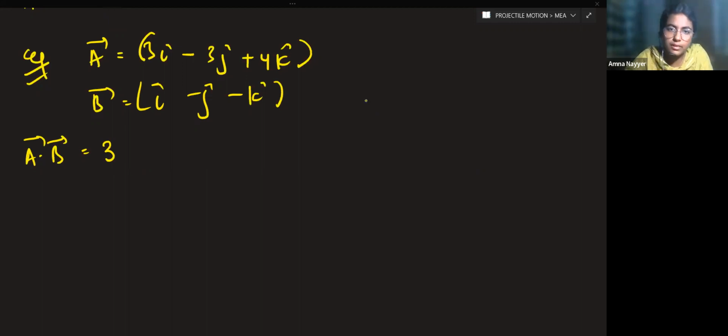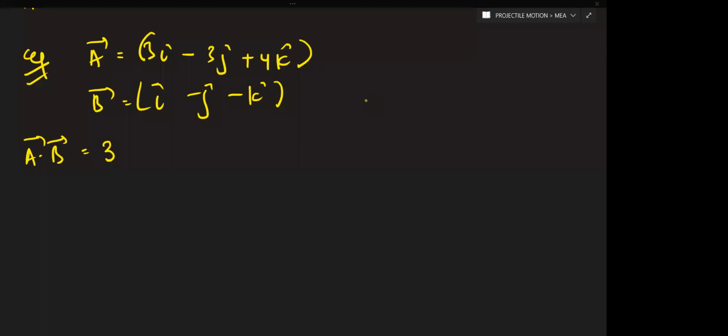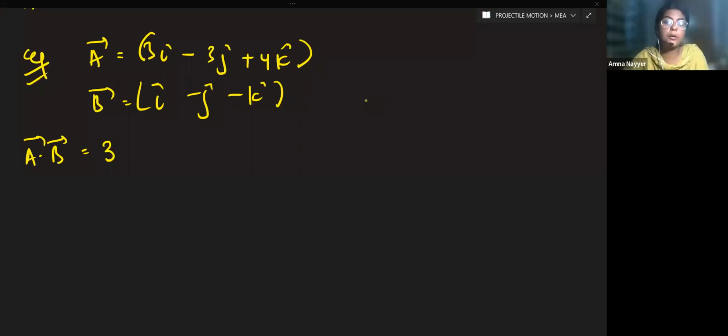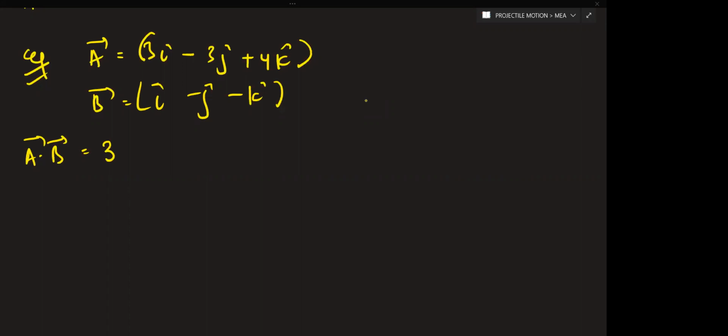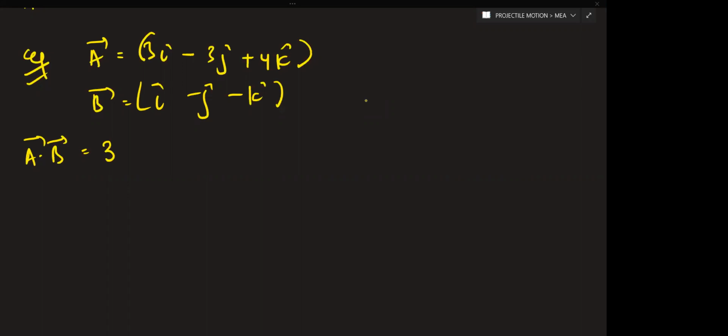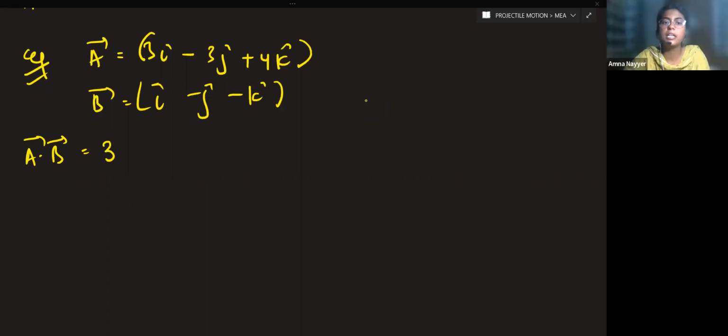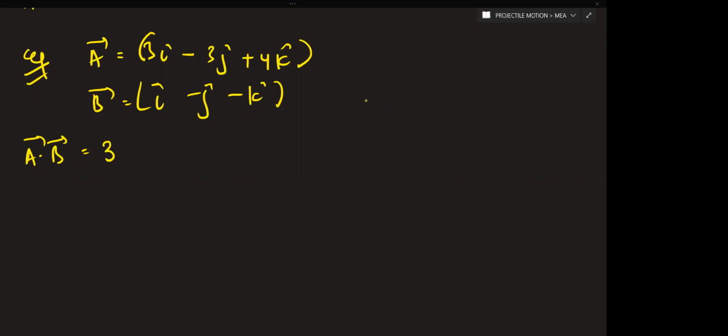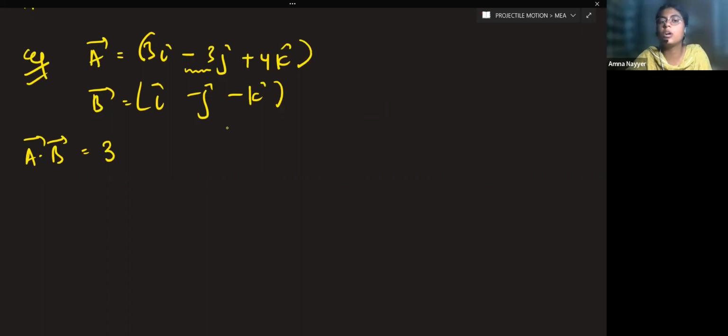Aram, can you try this one? 3 into 1. See the coefficients properly, Aram? Both the coefficients. Minus 3 into minus 1. Fine. See, minus 3 is the coefficient of J cap and minus 1 is the coefficient of J cap here. So minus 3 into minus 1, that will give you 3 back. That is a different thing. So here what will happen? This will be 3 plus 3.